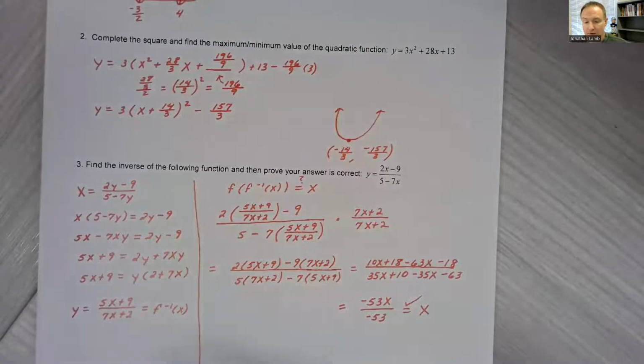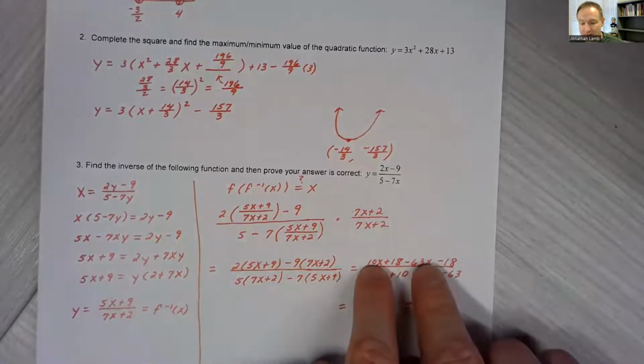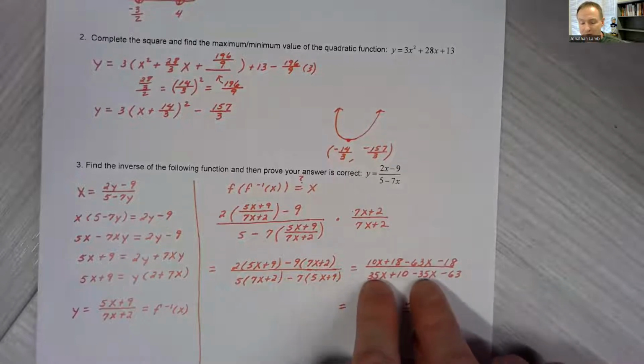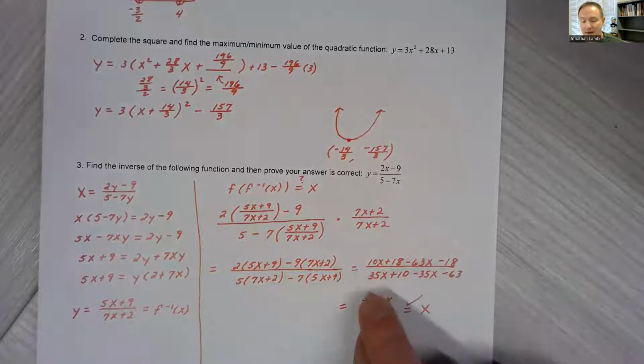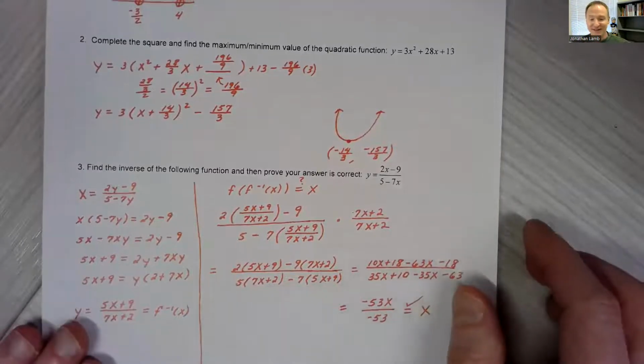Well, please notice in your numerator, the constants cancel. 18 minus 18, gone. 10x minus 63x is negative 53x. In my denominator, 35x minus 35x cancel. 10 minus 63 gives me a negative 53. And then I can say negative 53x divided by negative 53 is x, which is excellent. All right, final answer there.